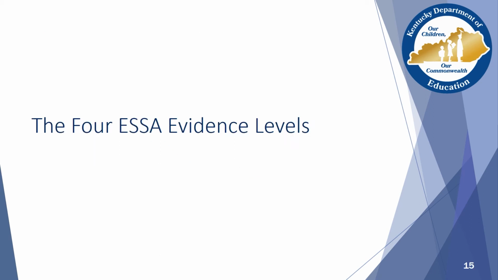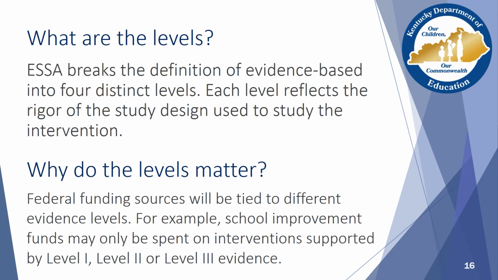Now, let's move on and discuss the 4 levels of evidence described by the Every Student Succeeds Act. ESSA breaks the definition of evidence-based into 4 distinct levels. The level reflects the rigor of the study used to design the intervention. These levels will be important to you later on because federal funding sources will be tied to different evidence levels. For example, school improvement funds may only be spent on interventions supported by Level 1, Level 2, or Level 3 evidence.